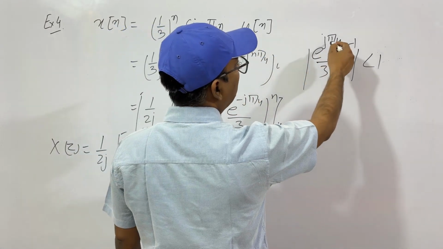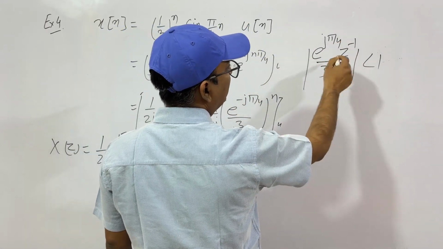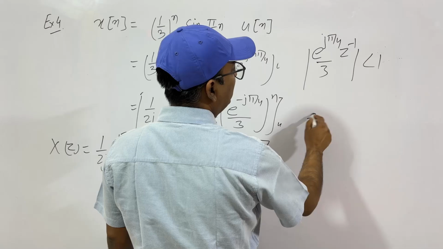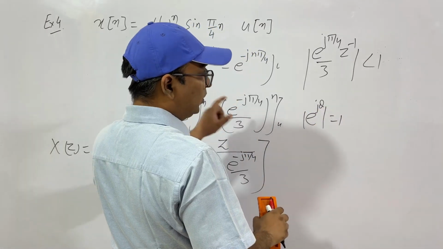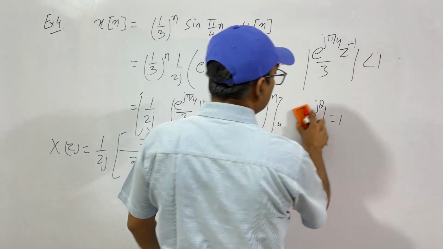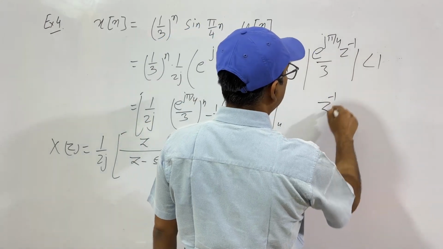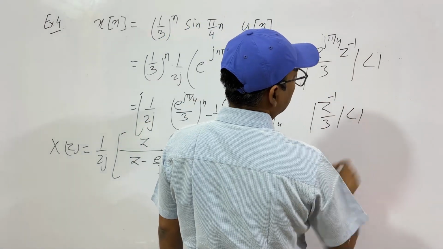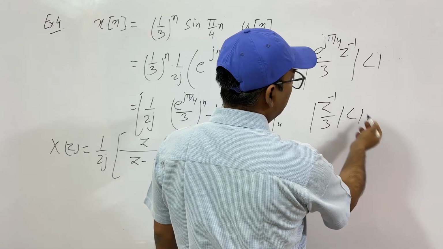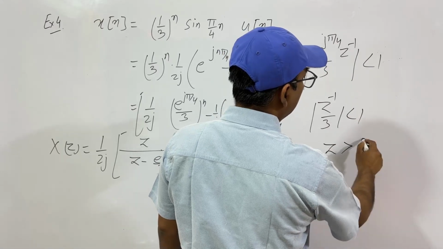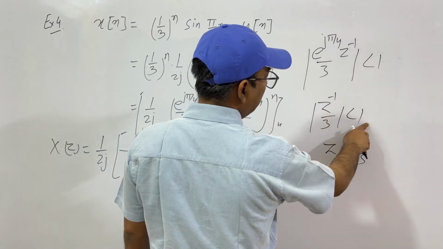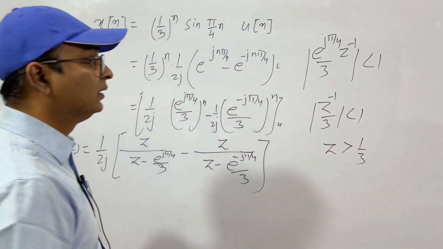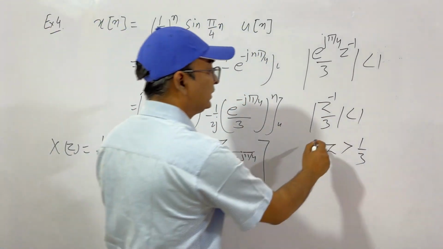Now the mod of e to the power j pi by 4 is 1. When you take the mod of e to the power j theta, it is equal to 1 because it is cos theta plus j sin theta, and the mod will be the square root of cos square theta plus sin square theta, so this will be 1. So we are left with z inverse by 3 less than 1. If you change sides, this will be mod of z greater than 1 by 3.